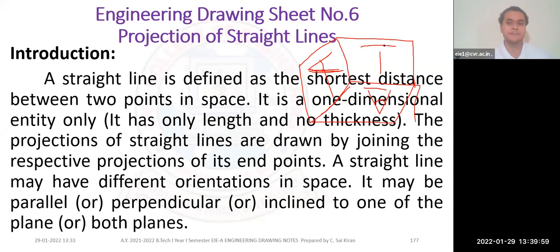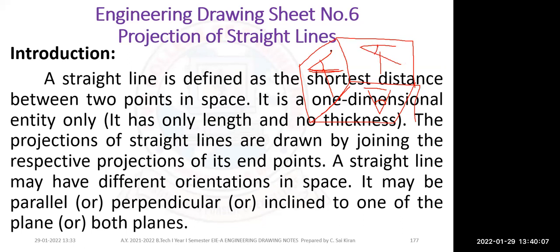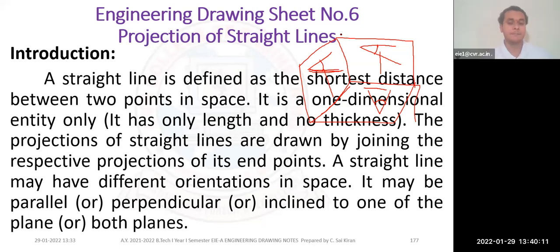So already this is parallel to the profile plane. If I take any angle, this is the inclination to the profile plane. Okay, so anything can be possible. The orientation can be parallel, perpendicular, or inclined to one plane or both the planes. Okay, so these things you have to remember. A line can be parallel, perpendicular, or inclined to any of the planes.